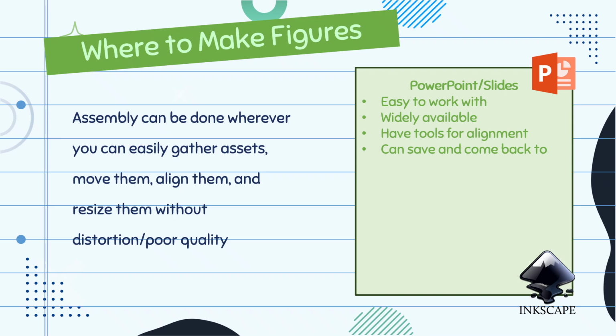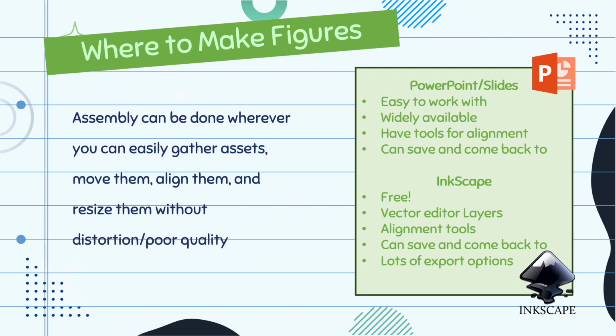You can also use a vector editor like Inkscape. Inkscape is free. The nice thing about Inkscape is that you get to work with layers, which means that you can have your text on one layer and your images on another. It also has a variety of alignment tools to help align your panels and make sure that your figure looks nice and tidy. And you can save and come back to it. And there's also a lot of export options. And because it is free, I highly encourage it. It's a lot like Adobe Illustrator, but without having to pay.